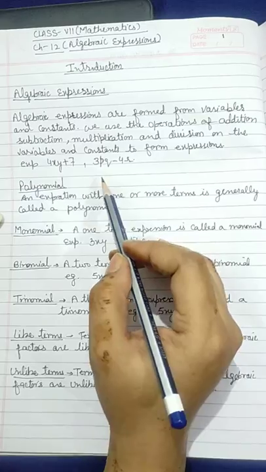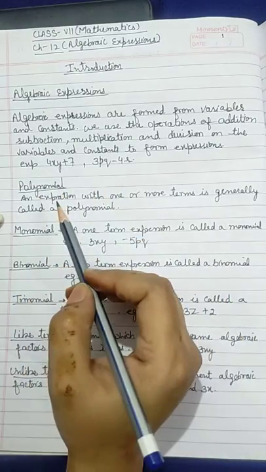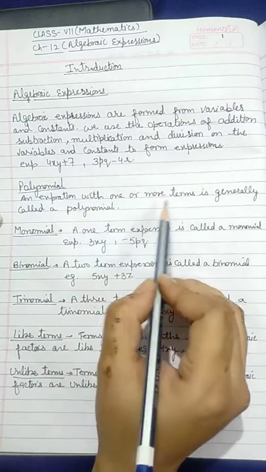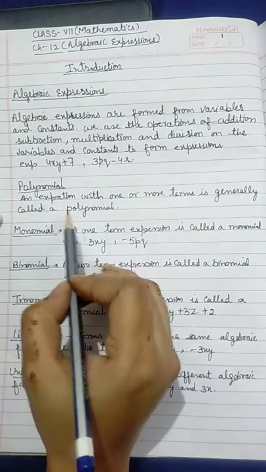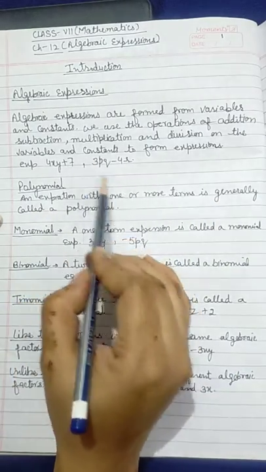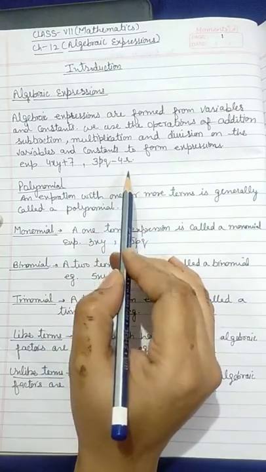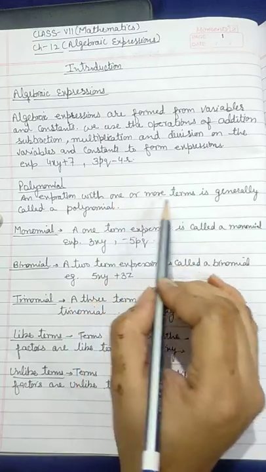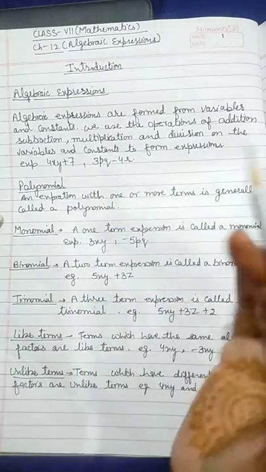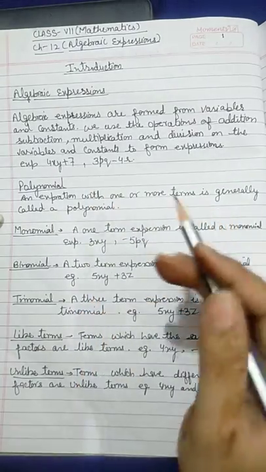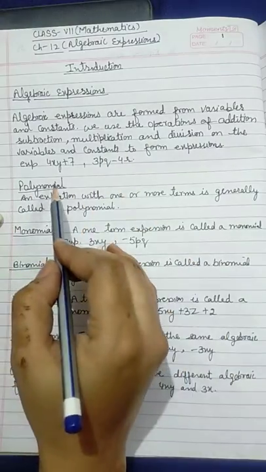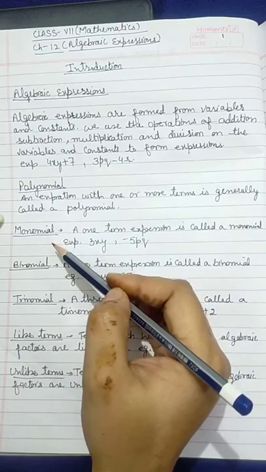After that we'll move to polynomials. What are polynomials? An expression with one or more terms is generally called a polynomial. Fine. Because a polynomial can be formed with the help of one or more terms. It can have 2 terms, 3 terms, 4 terms or more, and these terms together make a polynomial. And we have different types of polynomials.